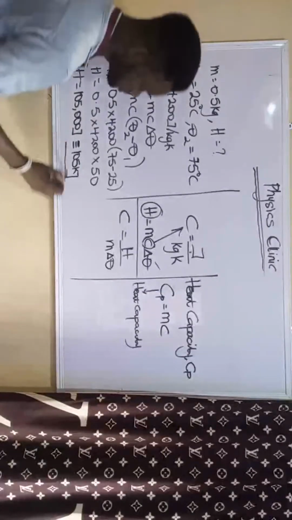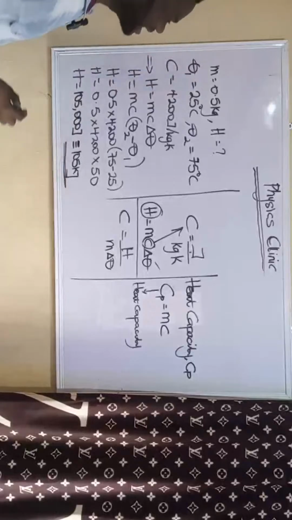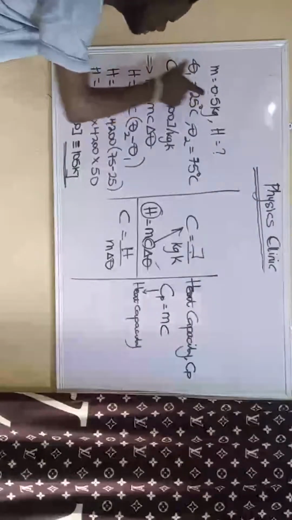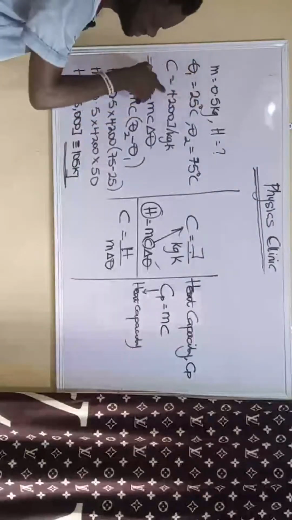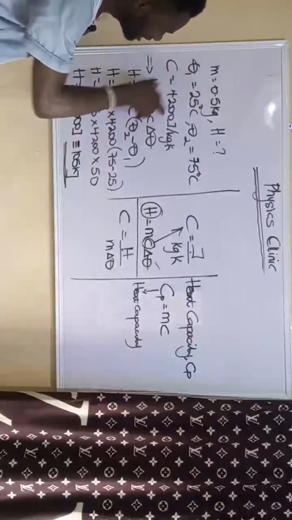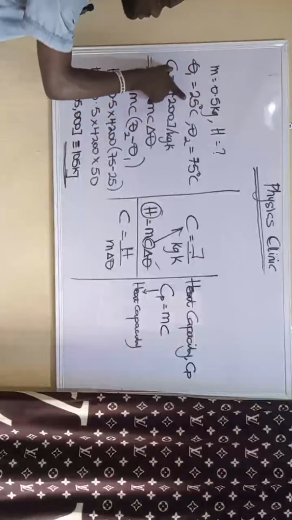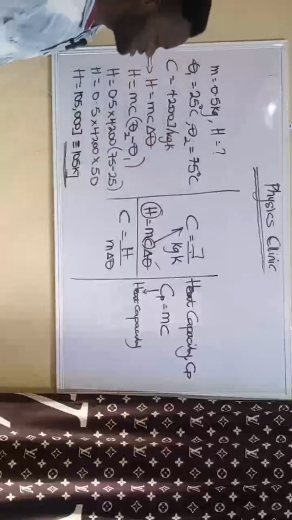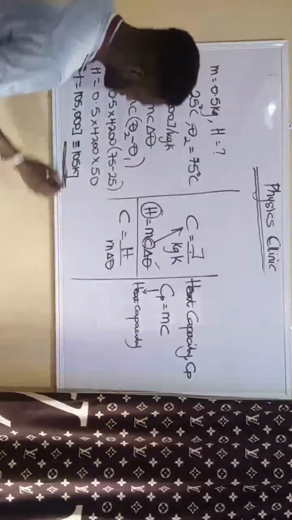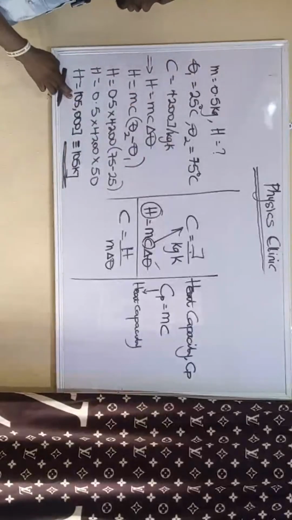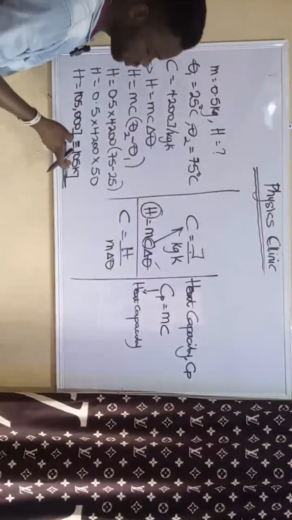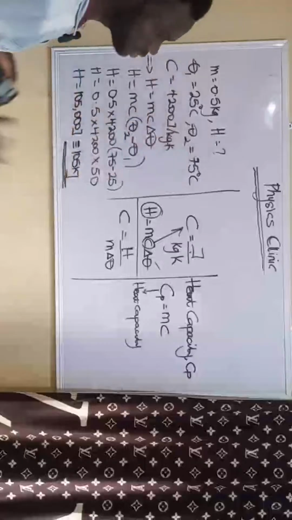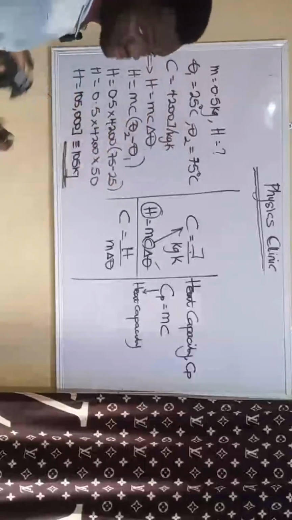So this is the amount of heat that will be applied on a body of 0.5 kilogram if that body's specific heat capacity is 4,200 and it causes a rise in the body's temperature from 25 degrees Celsius to 75 degrees Celsius. So this is the amount of heat that was supplied, 105,000 joules or 105 kilojoules. All right, so this is just a basic question under measurements of heat.